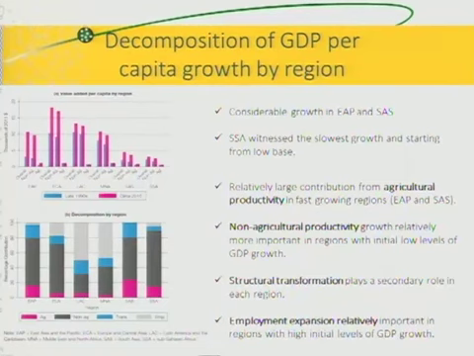In this case, again, we show the levels on the top graph and the composition on the bottom graph, and we do find that there's been considerable growth in EAP and SAS, and Sub-Saharan Africa, just like for poverty, has also experienced very slow growth rates, still starting from a very low base and still at very low levels. In terms of the drivers of growth in those sub-regions, we find that the fast-growing areas, the EAP and SAS regions, have experienced growth that has been driven by agricultural productivity, while non-agricultural productivity growth has played a relatively more important role in areas with initially low levels.